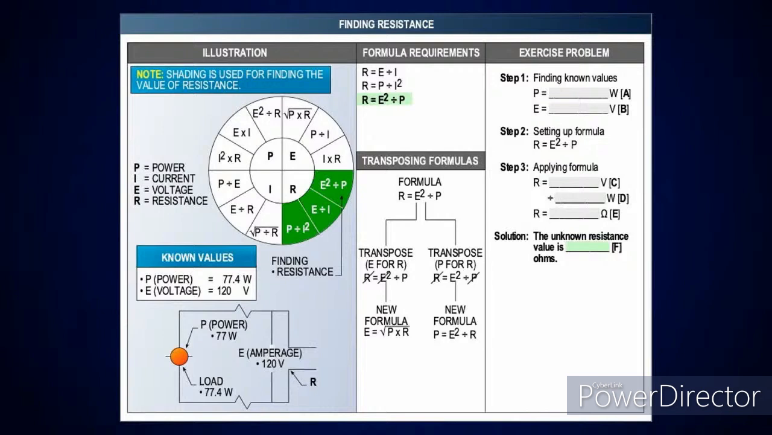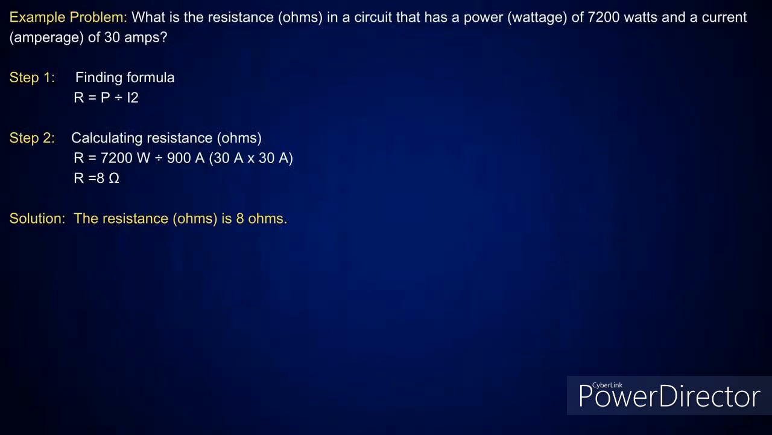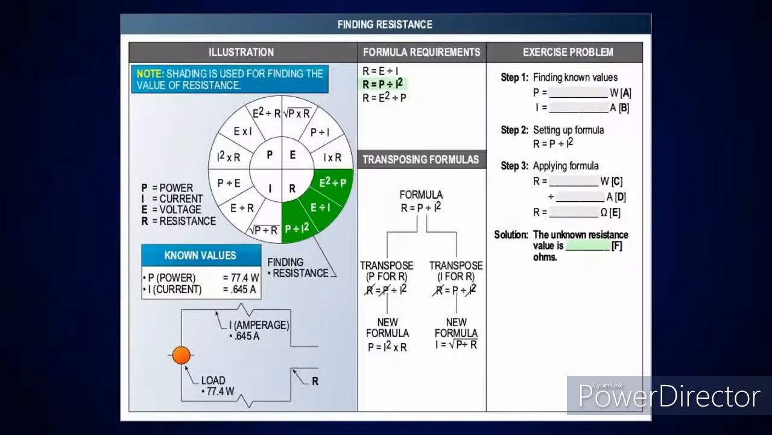And then the last one that we have here is where you know the power, the wattage is 7,200, and you have a current of 30 amps. I'm going to square the amperage, which is going to be 900 amps, divide that into the 7,200 watts, and that's going to give you 8 ohms. And there's your formula right there for finding the resistance.